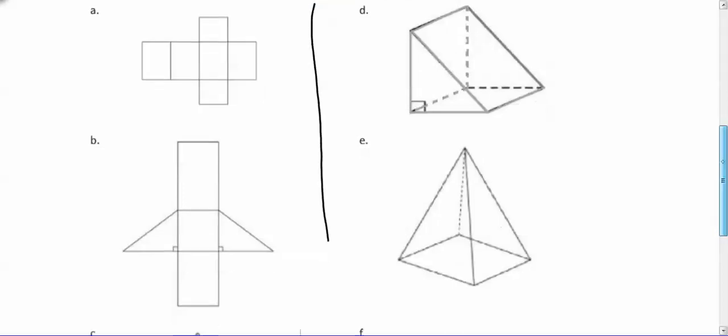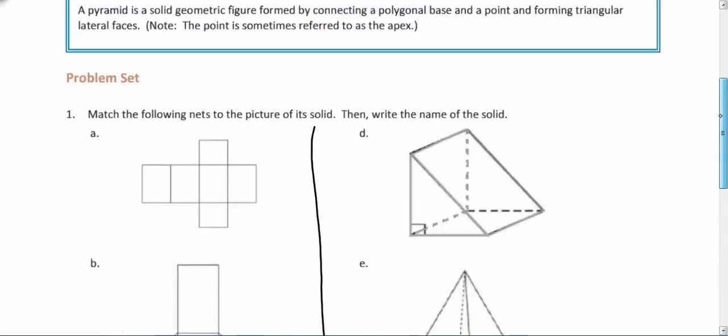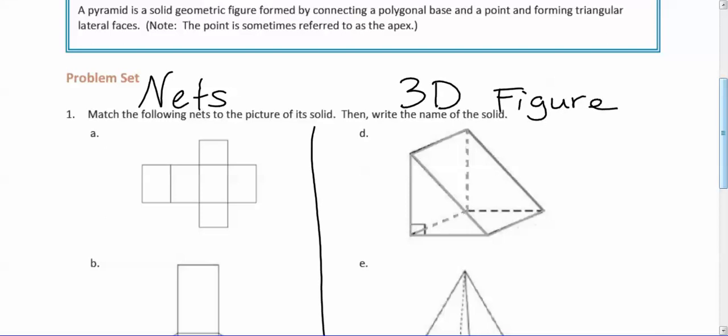All right, and the one on the left is what we call the nets. These are the two-dimensional version of what's on the right, which is a 3D figure or a 3D solid. All right, three-dimensional. So today we're going to be pausing this video a lot just because I have a lot of examples of these that the kids are going to be passing around. So we're going to just cover some basics here in this video for the people watching.